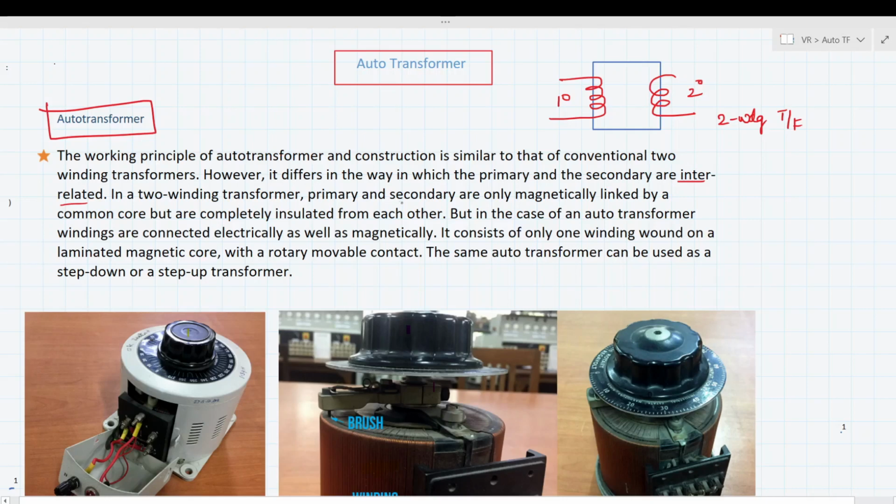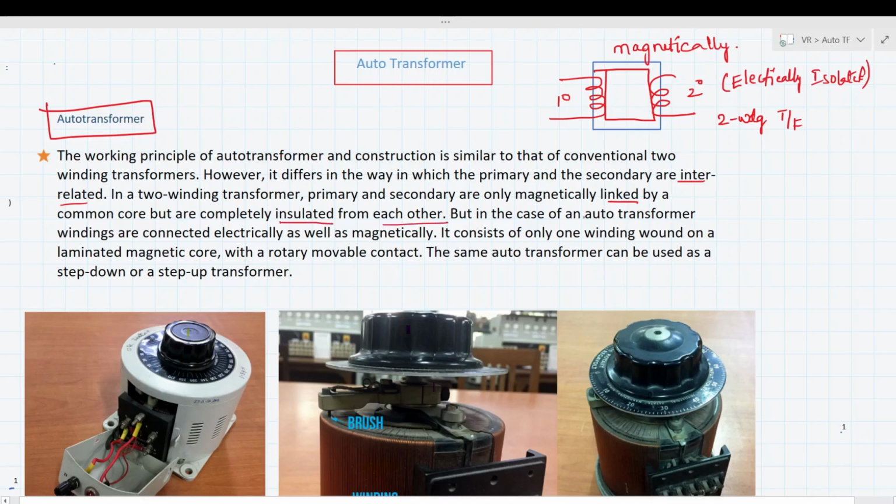In a two winding transformer, primary and secondary are only magnetically linked. That means there is a magnetic core in between primary and secondary, that is nothing but the magnetic link. So there is no electrical link, they are not connected electrically, they are only connected magnetically. That means they are electrically isolated. The two winding transformer is magnetically linked by a common core but they are completely insulated or isolated from each other.